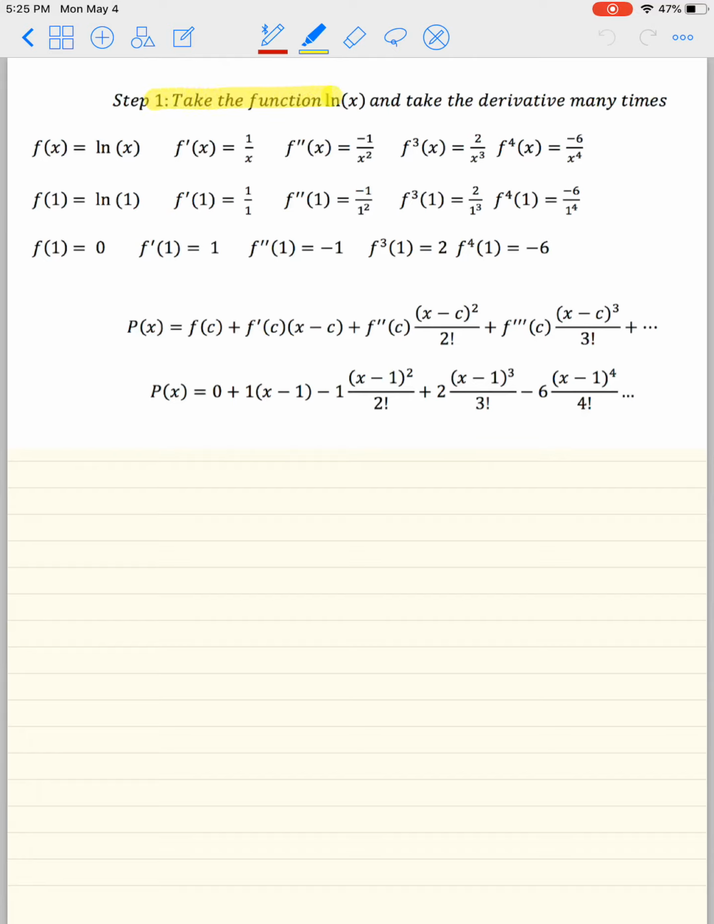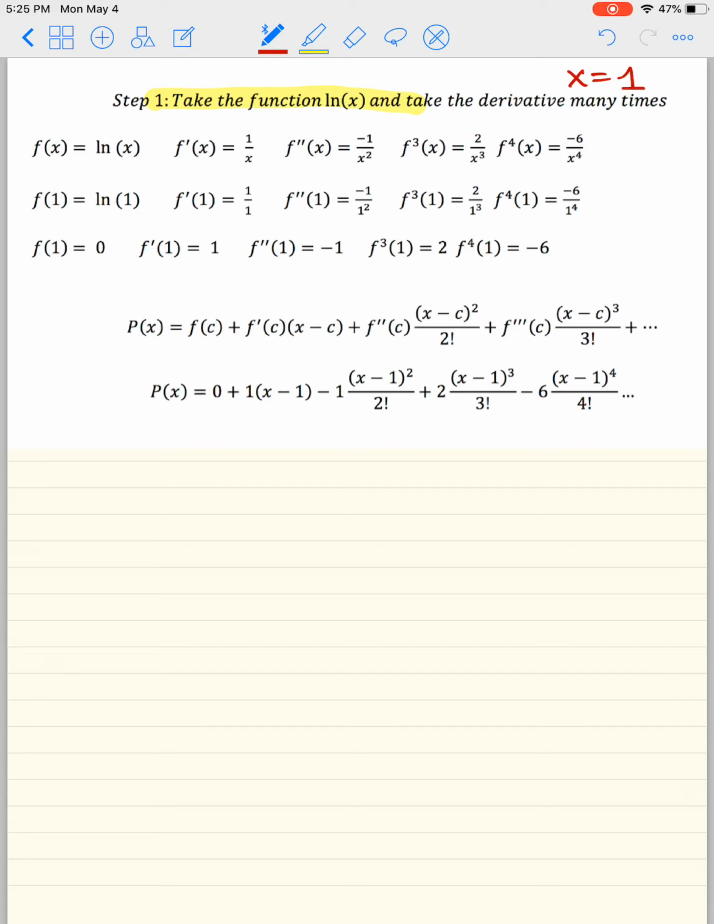Take the function natural log of x and take the derivatives as many times as you would like. Now, one thing before we do that, I thought I wrote somewhere around here that we're going to center this about x equals 1, but I think I forgot to write that, and that's okay. Basically, we can't center it around x equals 0 the same way that we did with sine and cosine, only because at x equals 0 for the natural log, it's undefined. So we're going to center it around x equals 1.